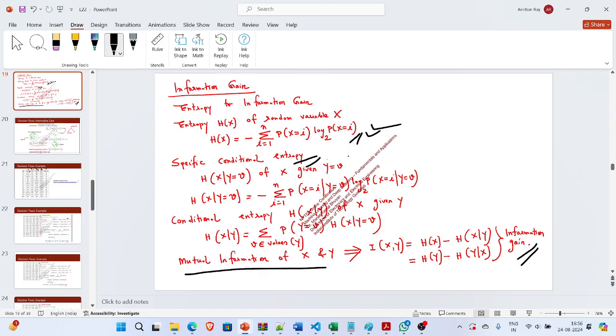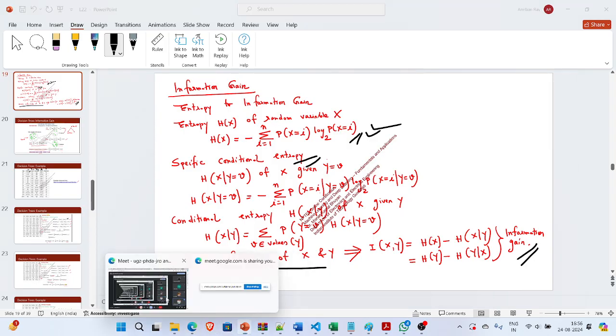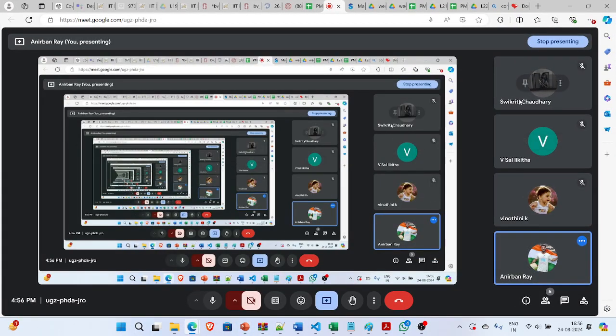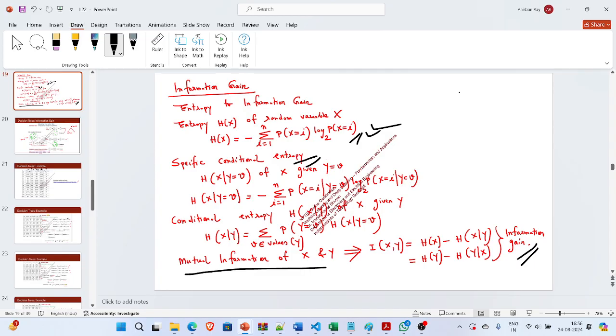If you want to understand this formula, maybe you can be a little bit more interactive. Hi, V Sai Likita Vinotini K, anybody? No. It is quite strange actually.